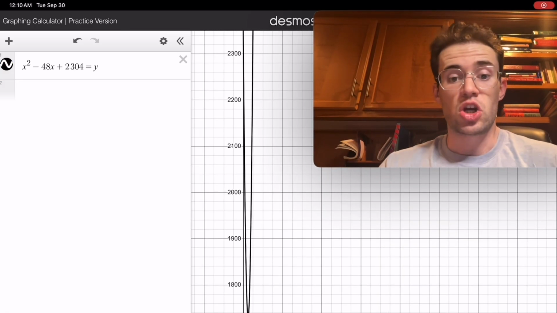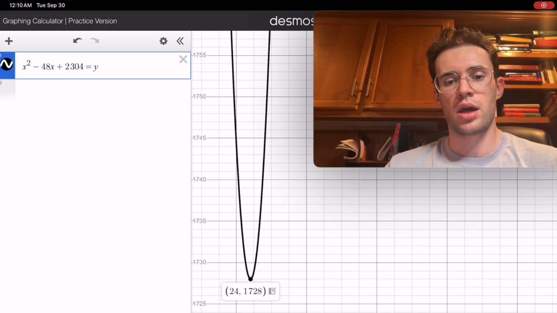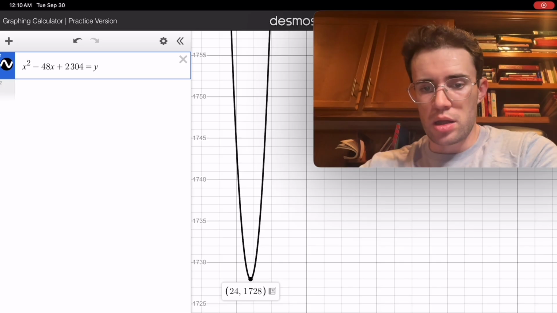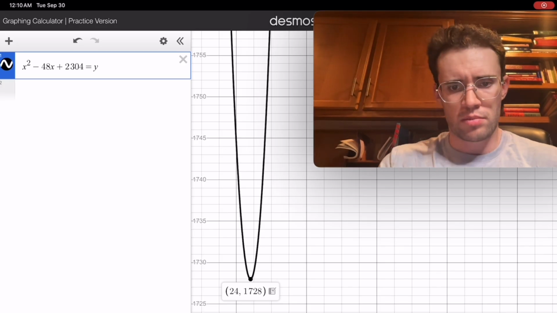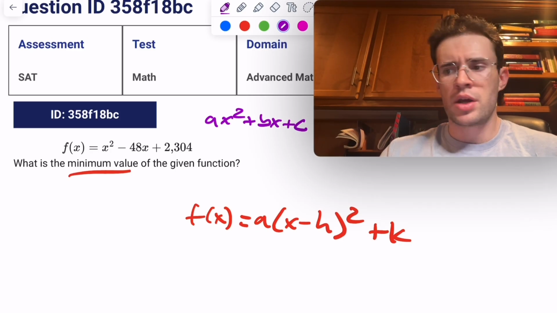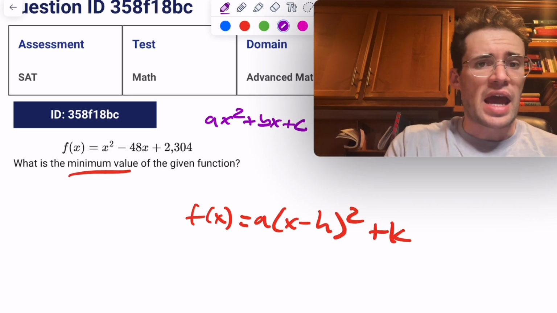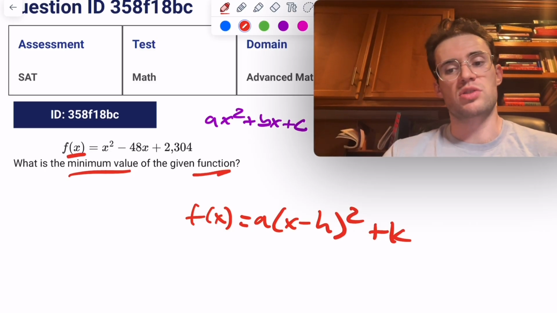All right, so this one has no zeros, but that doesn't matter for finding the vertex. The vertex is just either the minimum or maximum point. So it's 24, 1728. I don't remember if they said to find the x or the y or both, but let's just write both down. What is the minimum value of the given function? By value, they mean the output, right? The function is what we're plugging in for y. So the given function would be the y value.